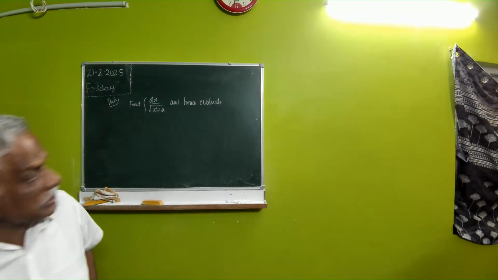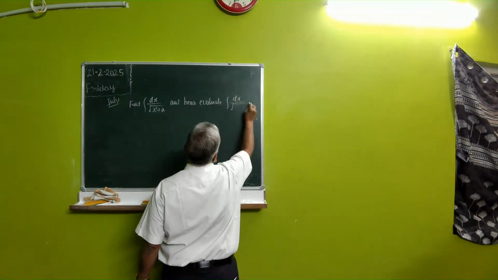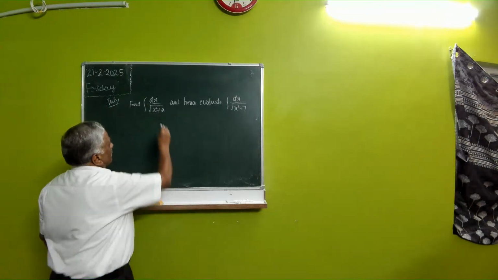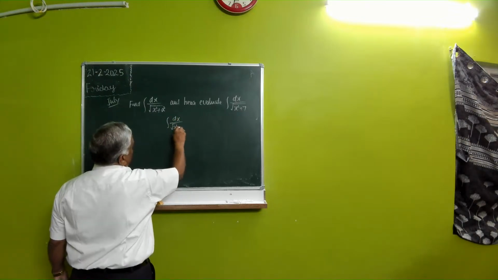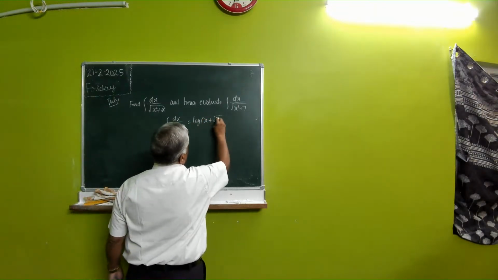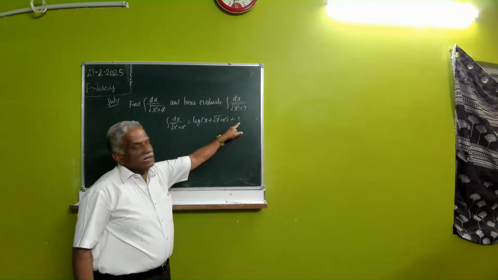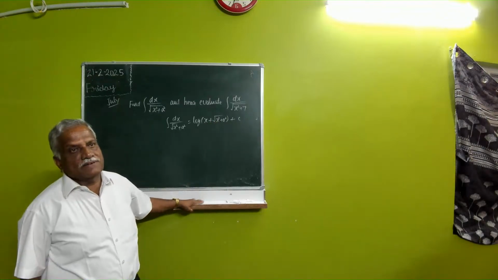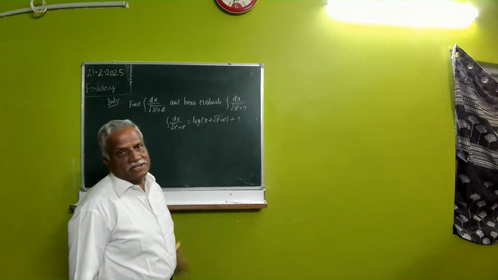dx over root of x square plus 7. It's a very simple problem. See, this is a standard integral which we have listed. Dx over root of x square plus a square is equal to log of x plus root of x square plus a square, plus c. We know this. So in place of a square you have got 7. So you can write log of x plus root of x square plus 7, plus c.